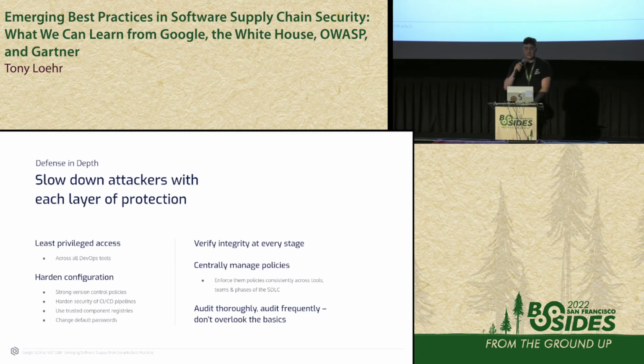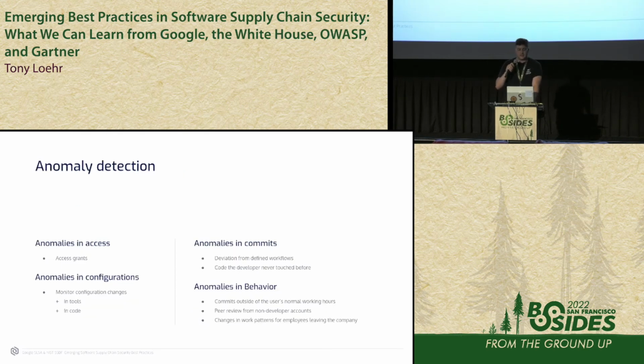Additionally, you want to slow down attackers with each layer of protection. This comes back to least privileged access. Additionally, you want to perform anomaly detection, which helps prevent any sort of anomalies from going undetected, as I described before. And this usually comes from multiple different sources. The main way that you can actually perform anomaly detection effectively is by comparing data from multiple sources in your software development lifecycle, as this helps prevent potential tampering from slipping through.